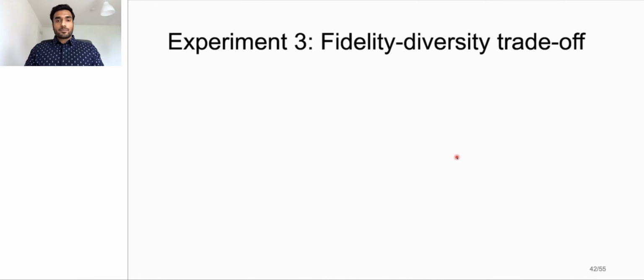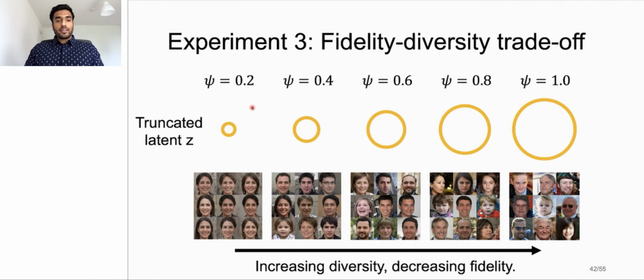For the next set of experiments, we show the fidelity-diversity trade-off by using the truncation technique on a generative model. For this, we truncate the latent space of a StyleGAN and generate samples at different fidelity and diversity. We see that as the truncation increases, the images get more diverse and less realistic.